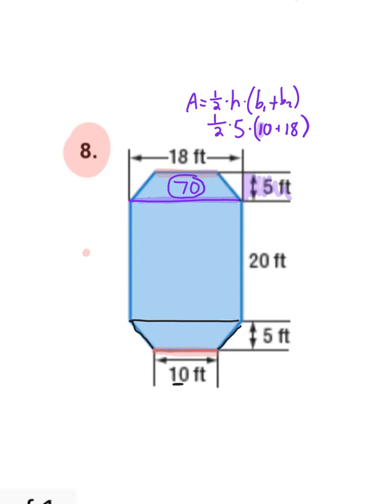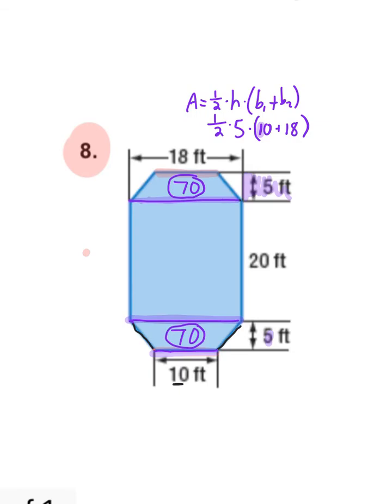Now I do realize the bottom trapezoid is also the same, because if you look here, this base is 18 from the top, and this base is 10, and the height is the same. So that's some good news, because that means this trapezoid has an area of 70 as well. It'll save us some work.